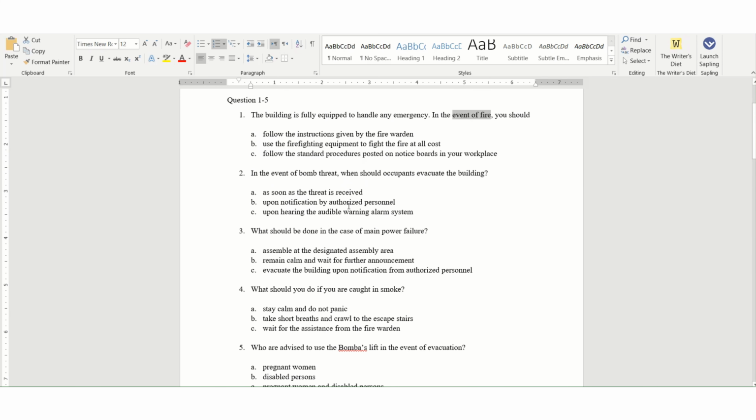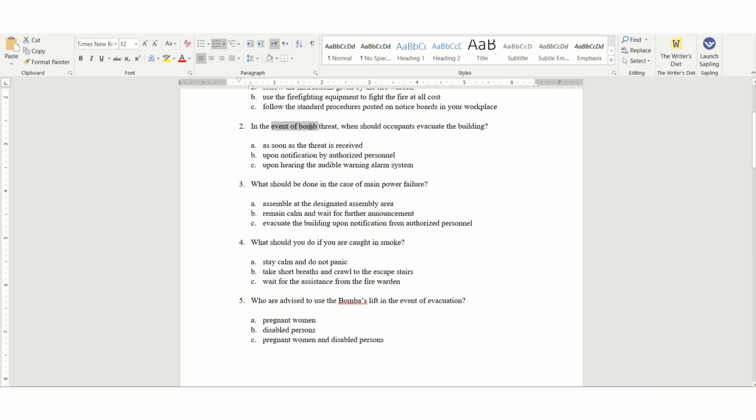Let's have a look at the second question. In the event of bomb threat, when should occupants evacuate the building? The keywords may be evacuating the building and bomb threat, and also the word when. As you listen to the recording, maybe they will give you important information, for example, the answer to when. Normally, when it comes to the listening question, you will be answering the 5W and 1H questions. I'm not saying that it is compulsory, but it is normally like that.